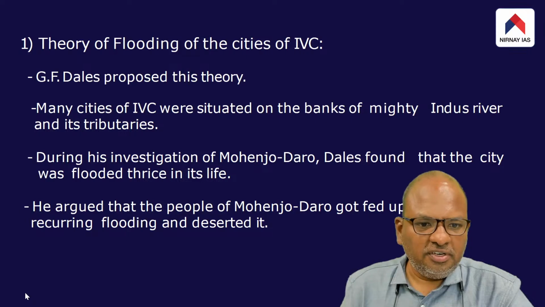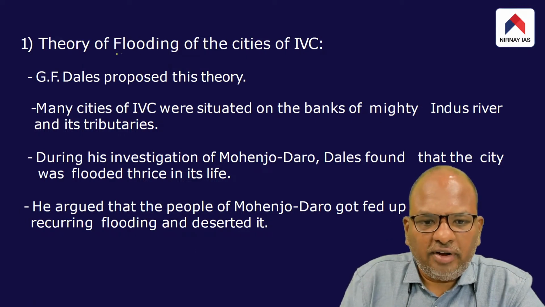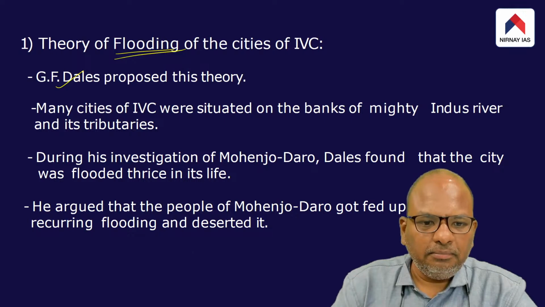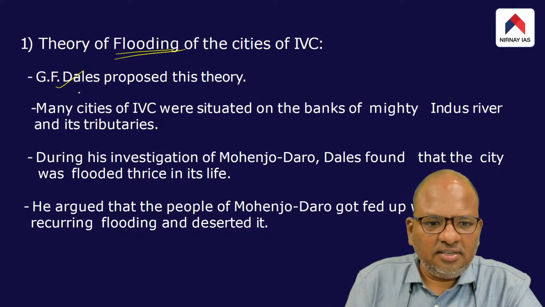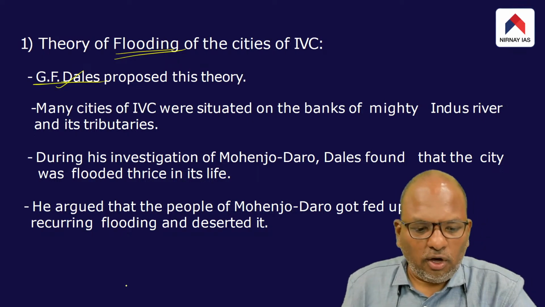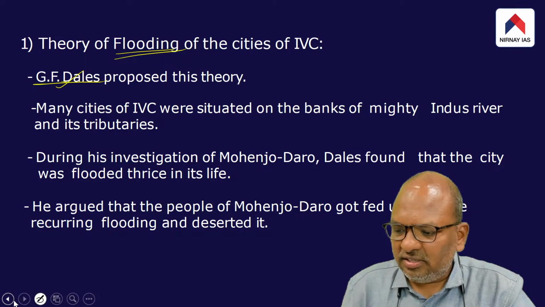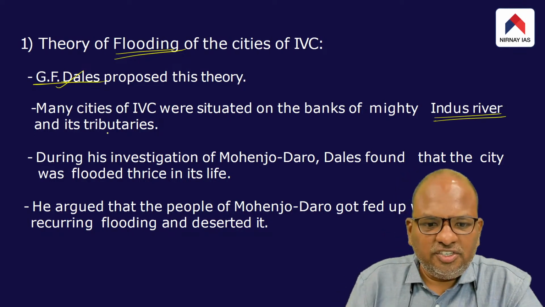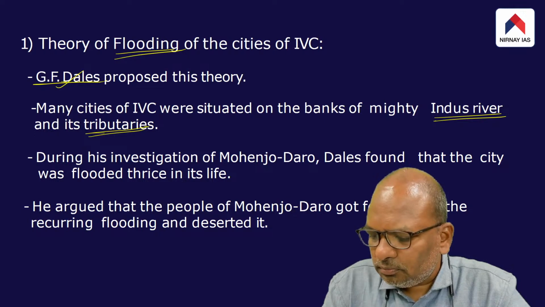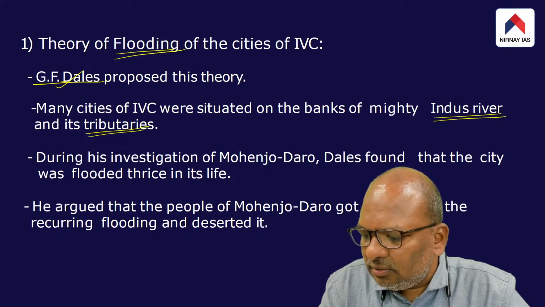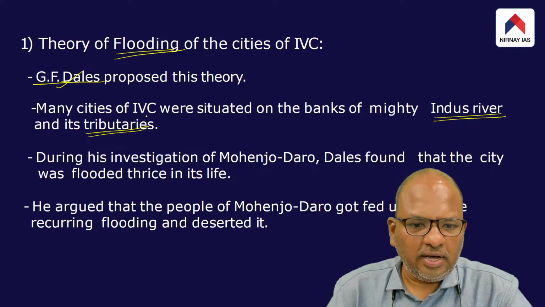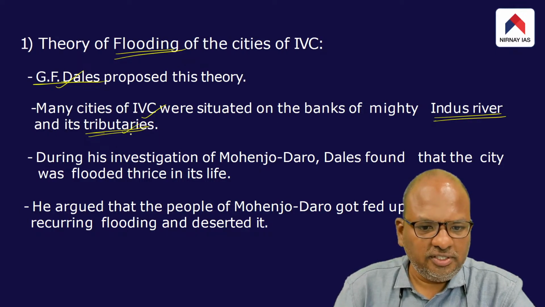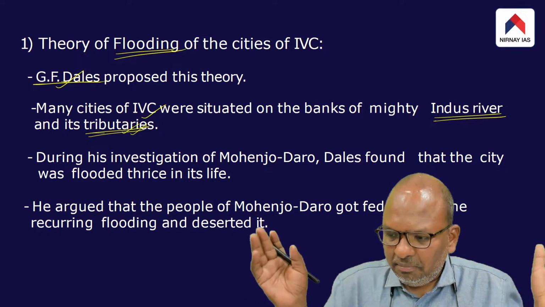The first theory I just told you is referred to as the theory of flooding. This theory was proposed by scholar G.F. Dales. I already told you that many of the cities of Indus Valley civilization were located on the banks of the mighty river Indus and its tributaries. That's the point. Indus is no small river; it is a very mighty river.